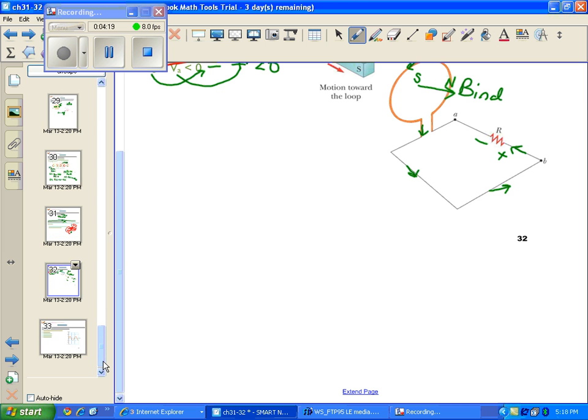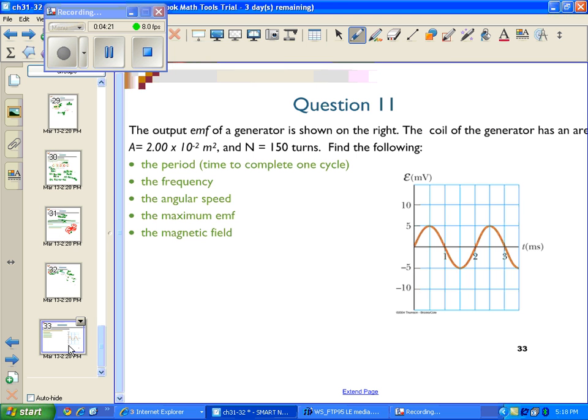Well, the last question here, which again is chapter 31, is a generator question. We're told that the output from a generator is shown here, the EMF, and this milli is e to the minus 3. So this is in millivolts, and time is also in milliseconds, so this is e to the minus 3. So we're given EMF as a function of time.